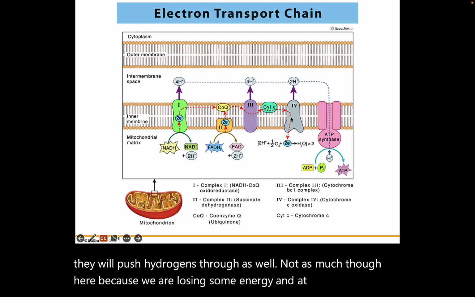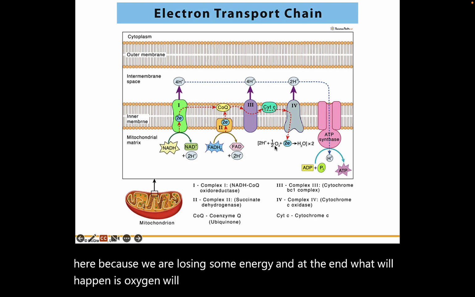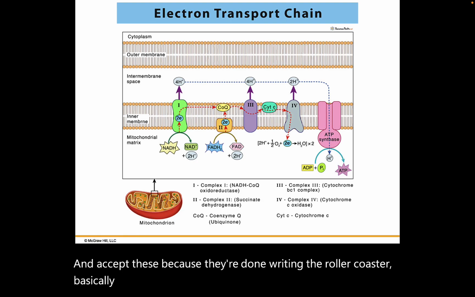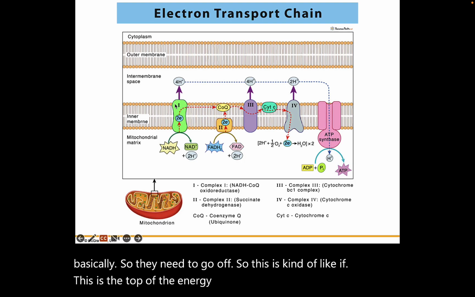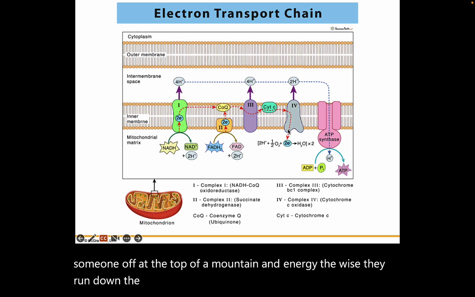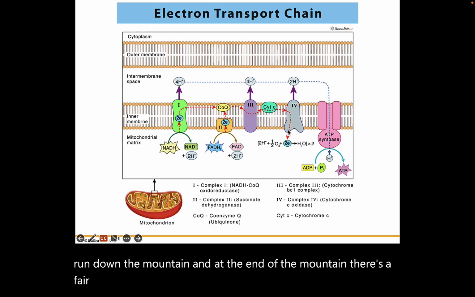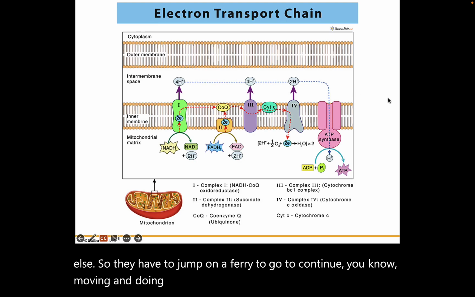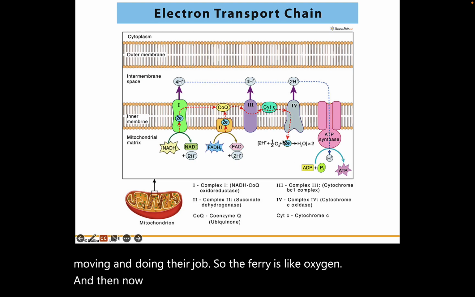And at the end, what will happen is oxygen will come and accept these because they're done riding the roller coaster, basically. So they need to go off. So this is kind of like if this is the top of the energy period, it would be like dropping someone off at the top of a mountain, and energy wise, they run down the mountain, and at the end of the mountain, there's a ferry because there's only water there. They can't go anywhere else. So they have to jump on a ferry to continue moving and doing their job. So the ferry is like oxygen. And then that, along with the hydrogens that are around the electrons, is going to make water.